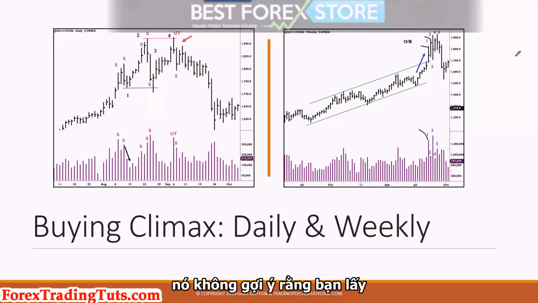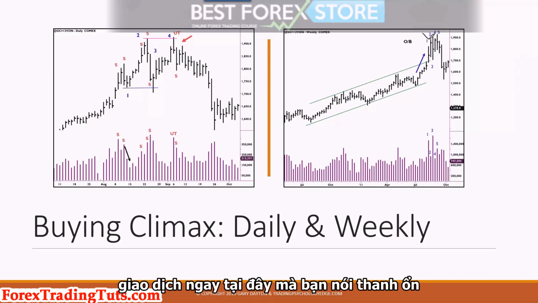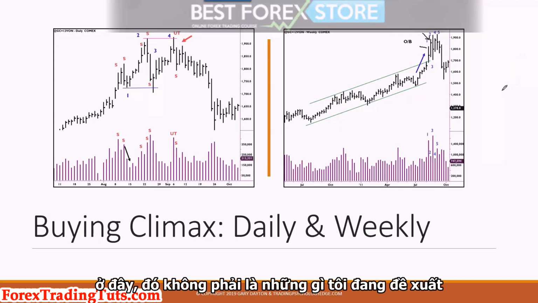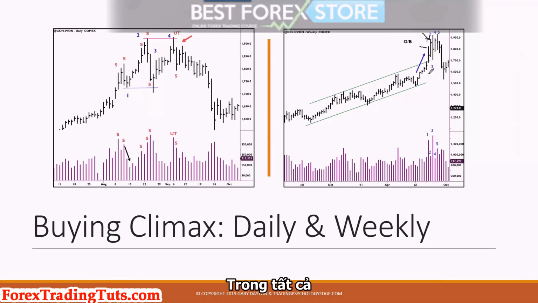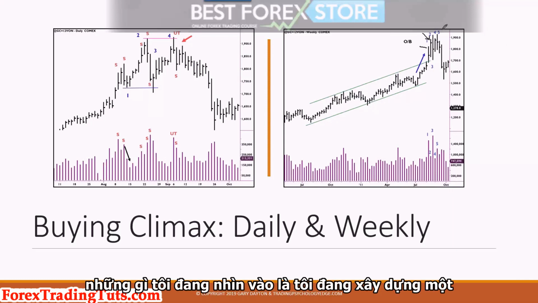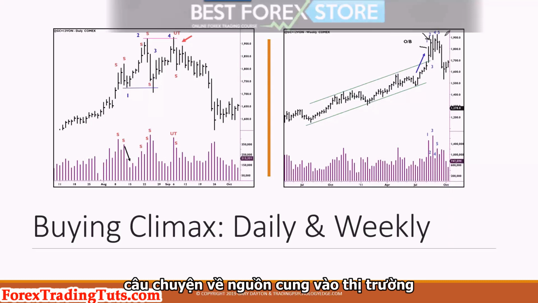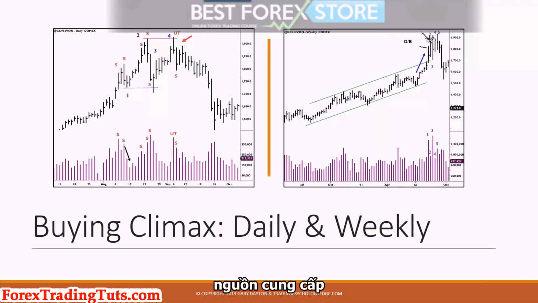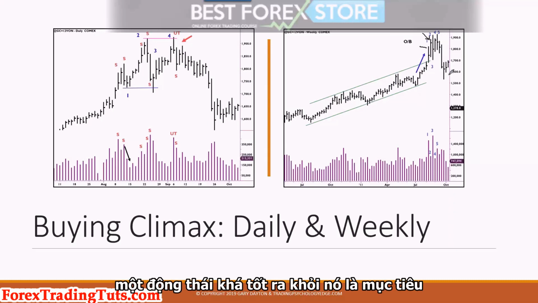It's not suggesting that you take the trade right here, that you say, okay, bar number 2 is no demand, so I'm going to go short because we have some selling over here. That's not what I'm suggesting at all. What I'm looking at is I'm building a story of supply coming into the market. That takes a little bit of time. But I'm building that Wyckoff story of supply that has occurred over a long period of time, and therefore we're going to get a pretty good move out of it.